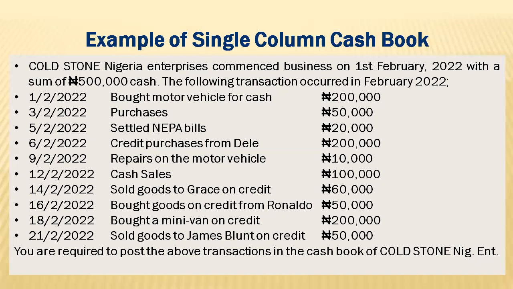So that does not appear in our cash book at all. I've said that before. Anything credit does not appear in our cash book. Now, on the 9th of February 2022, repairs of motor vehicle. When you repair a motor vehicle, of course, you have to pay them for the repairs. Is that not so? So what happens?